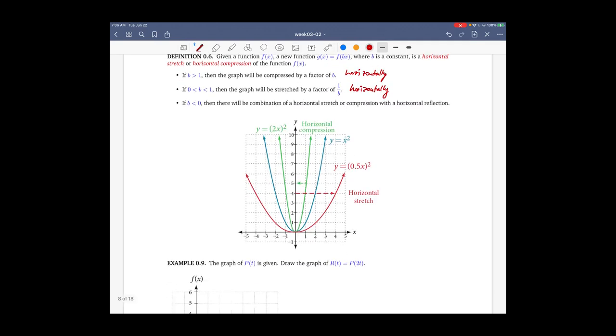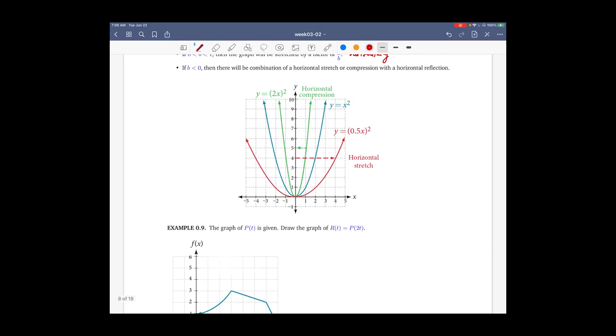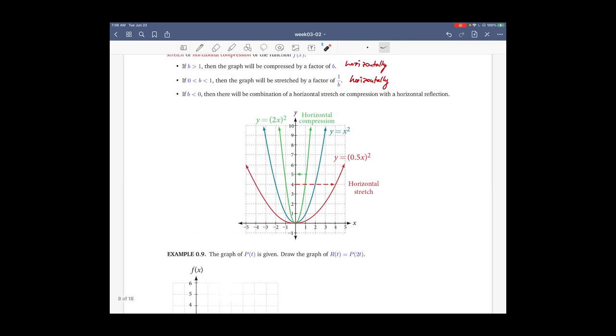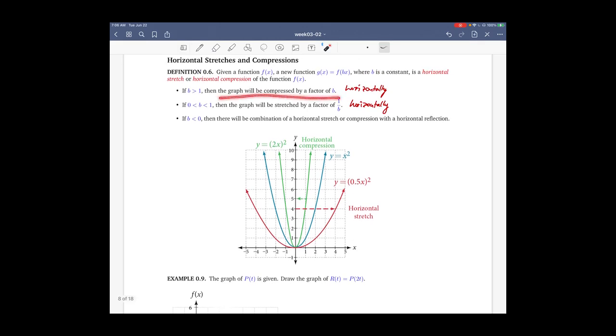Let us look at an example. The original function here is in blue, y equals x squared. Now, if we replace x by half x, in this case it's a stretch by a factor of 1 over 1/2, which is 2. So it's a stretch by a factor of 2.